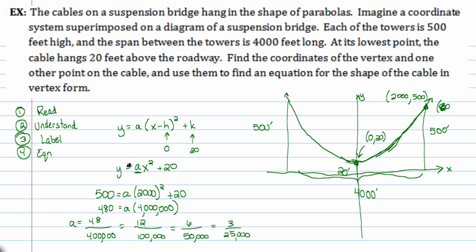So I now know that my equation, I'm just going to replace a with 3 over 25,000. So the dominant equation here is y equals 3 over 25,000 x squared plus 20. And that is the quadratic equation that will be used to model the shape of this parabolic shape, I guess is the best way to say it.